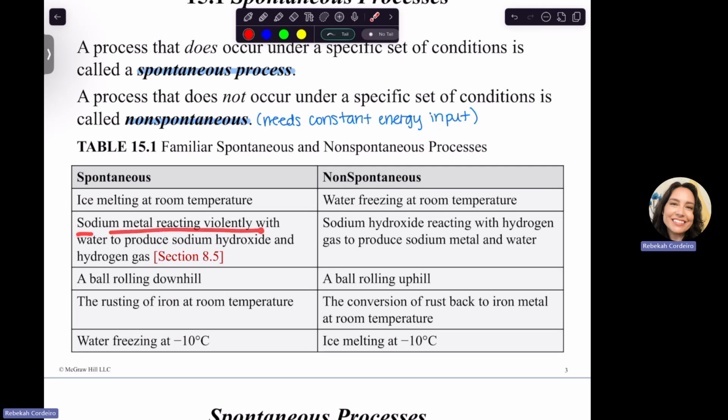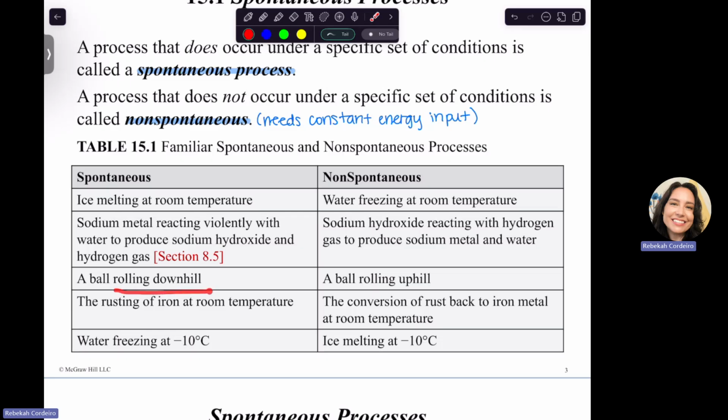Sodium metal reacts with water to produce sodium hydroxide and hydrogen gas. If you just put sodium metal in water, it's going to be violently reactive. If you don't believe me, just Google sodium in a lake. It looks like country folks go out and take a big brick of sodium. I don't know how they got this, and they just dump it into a lake, and it's a big explosion. So reversing this reaction, to make the sodium hydroxide and hydrogen gas the reactants producing sodium metal and water, would be non-spontaneous because we don't see that just happen.